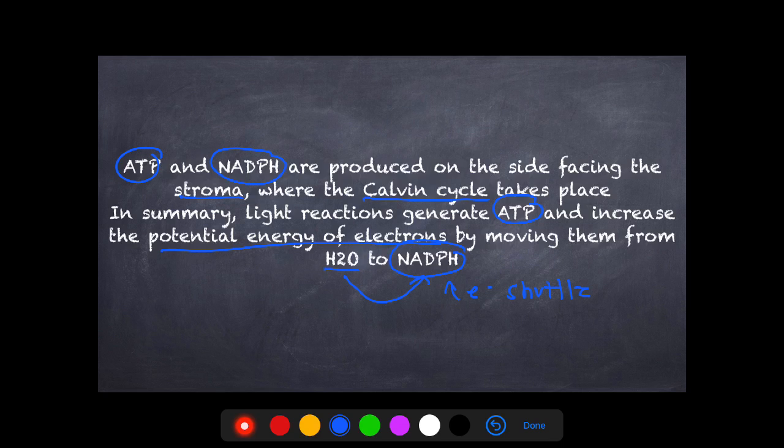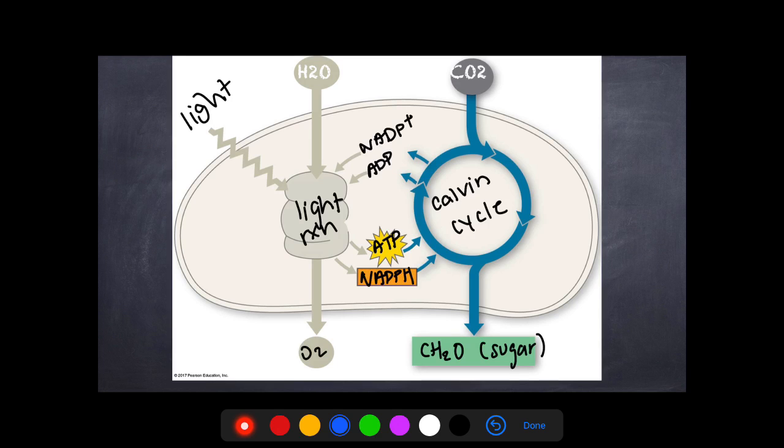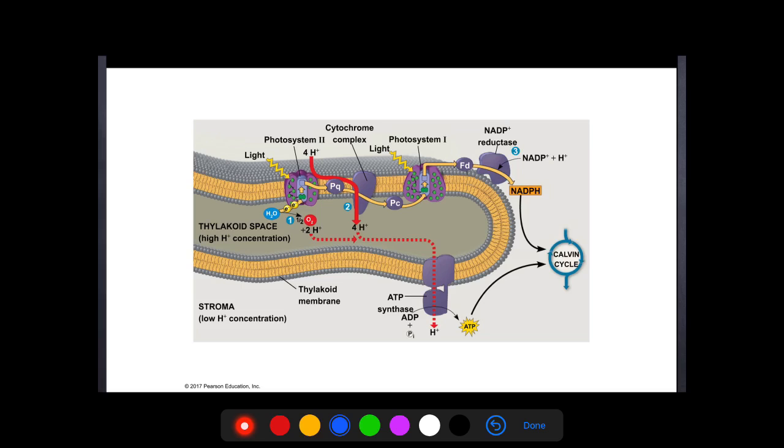The light reaction produces ATP and the potential energy of electrons by moving electrons from water to NADPH, by carrying them on the hydrogen that's attached to the NADPH. This is just light reaction and chemiosmosis occurring. You have water right here that gets split by photosystem 2. So photosystem 2 will split the water in the thylakoid space.